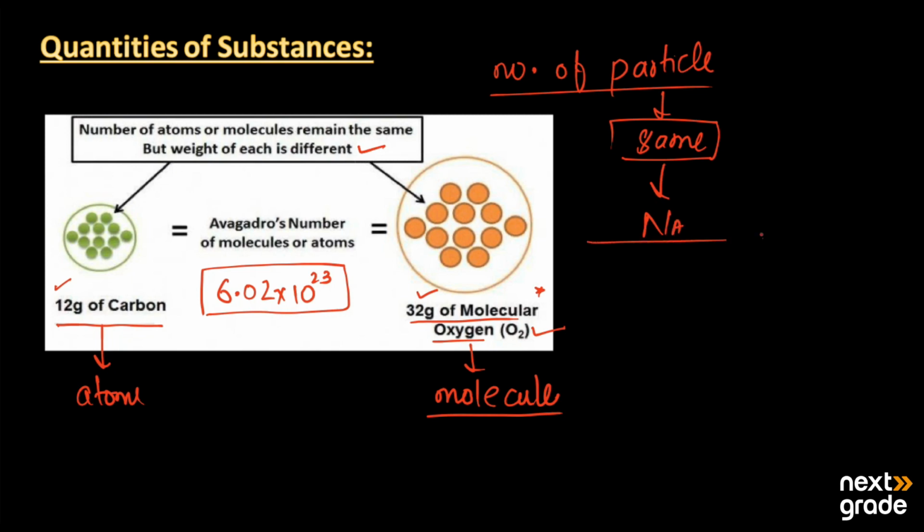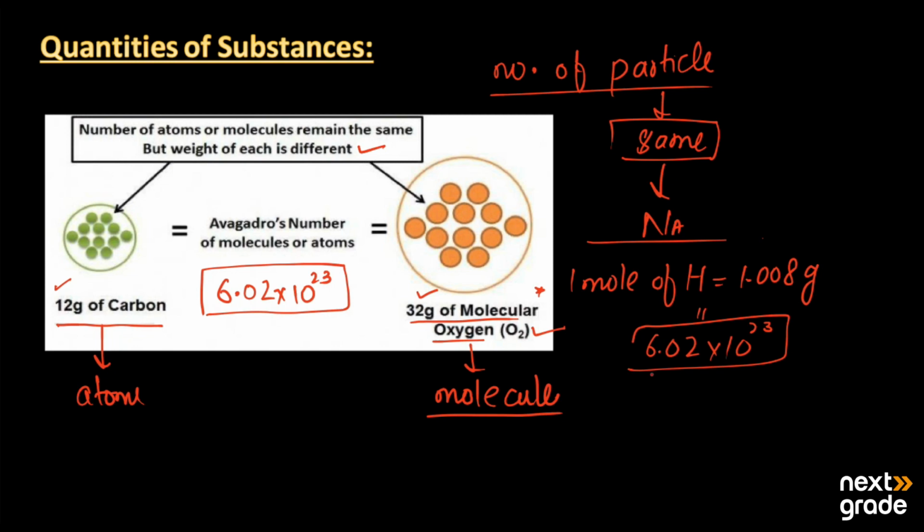To understand this, we have a lot of examples. If we have 1 mole of hydrogen, it is equal to 1.008 gram. So it contains a total of 6.02 into 10 raised power 23 atoms of hydrogen. Likewise, if we have 1 mole of any atoms, molecules, or ions, it will always contain 6.02 into 10 raised power 23 atoms, ions, or molecules in it.